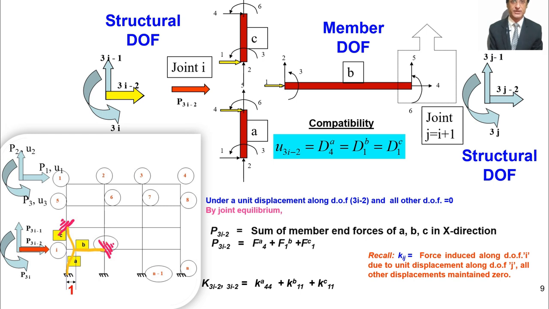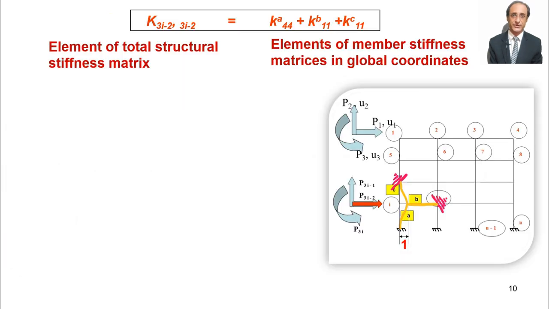But we have derived something very important in the process. What is the left hand side? On the left hand side, we have the element of the structural stiffness matrix. And on the right hand side, we have the stiffness matrices of the individual members meeting at that particular joint. So how do we relate the two? We have now derived a very important principle in this connection.